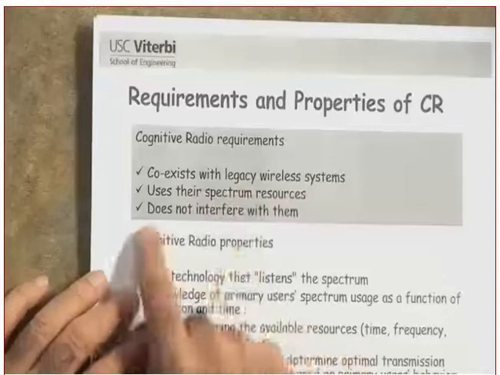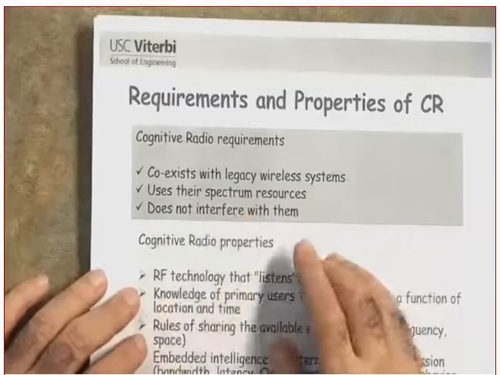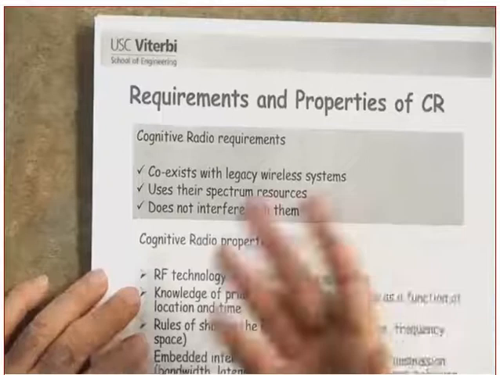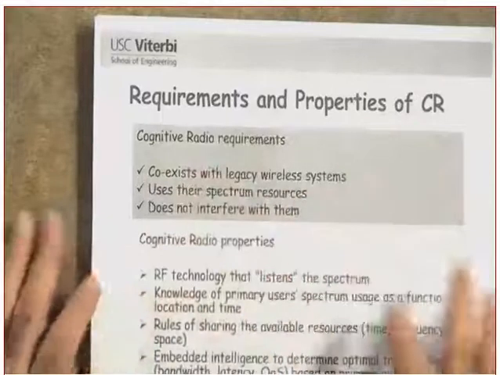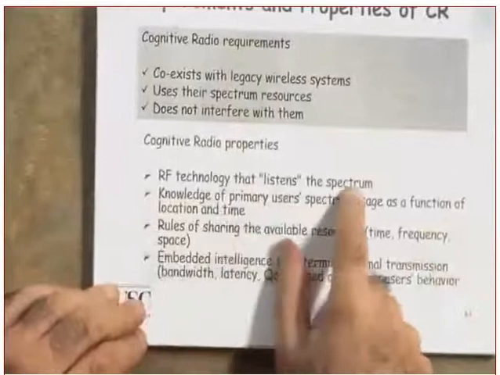It uses their spectrum resources, but does not what? Interfere with them. They are paying big bucks. Clear? You are getting it for what? You are getting it for free, jumping from one to the other. Clear? Okay. Properties are a technology that listens to the spectrum.